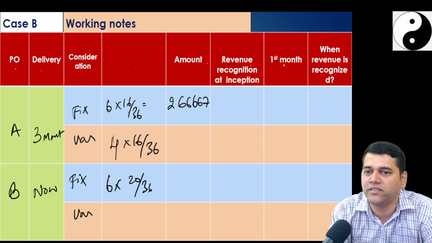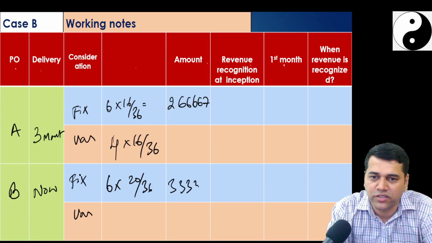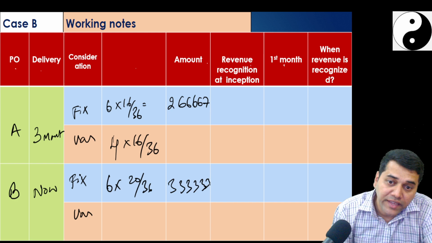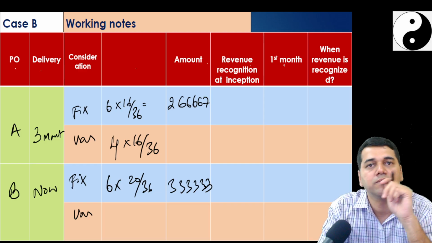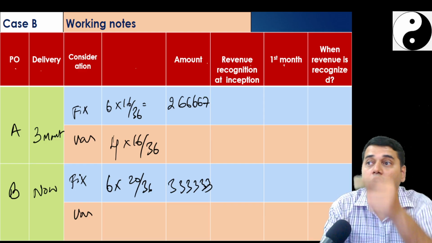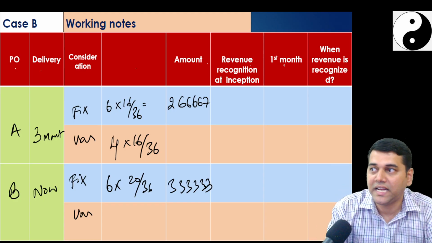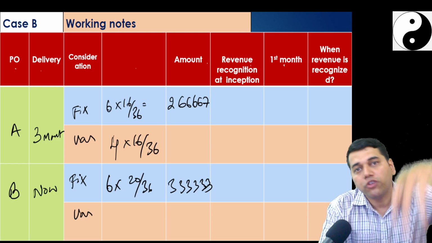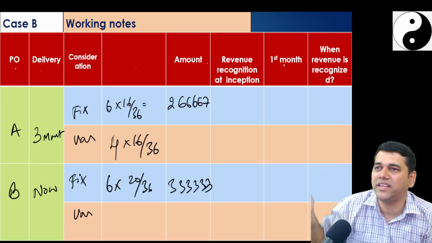6 into 36, 6 into 16 by 36. So I will get 3,33,333. Now coming to the variable, I can distribute 30 lakhs here. What is my estimation on day 1? But I have finished 1 month and at the end of the first month, out of the 30, 4 lakh got realized. So 30 makes no sense.